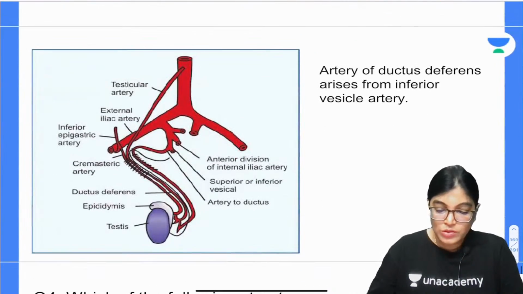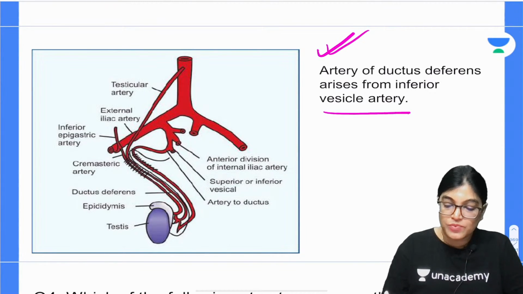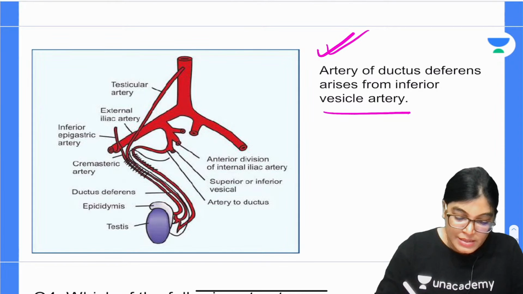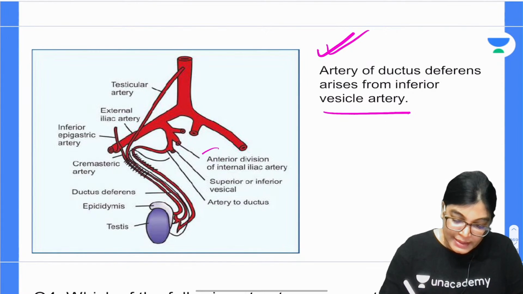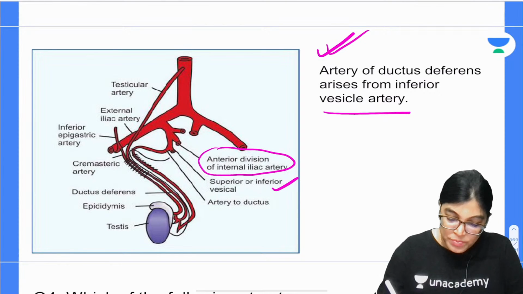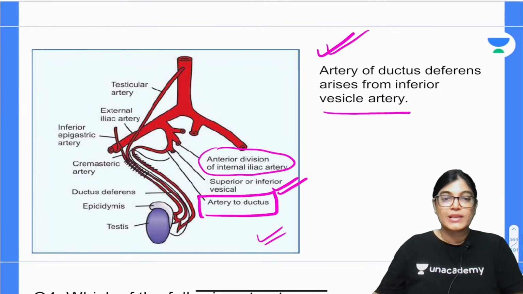Now, I want to show you this image where you can clearly see the artery of ductus deferens arising from the inferior vesical artery. This is the internal iliac artery, the anterior division of the internal iliac artery giving the superior and inferior vesical arteries, which again give rise to the artery to ductus deferens or vas deferens, as clearly mentioned in this image.